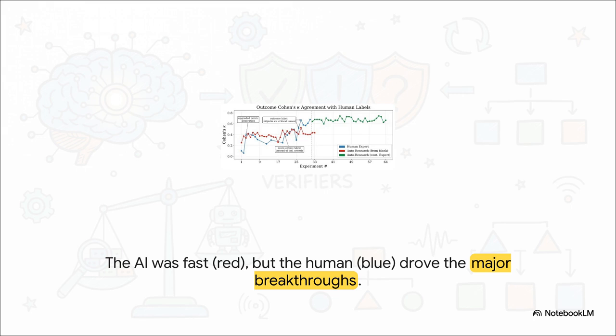Now look at the blue line. That's the human expert. See those massive jumps? Those were the big aha moments, the conceptual breakthroughs, like realizing they had to separate process from outcome. The AI was amazing at optimizing, but it was the human who drove the real innovation.